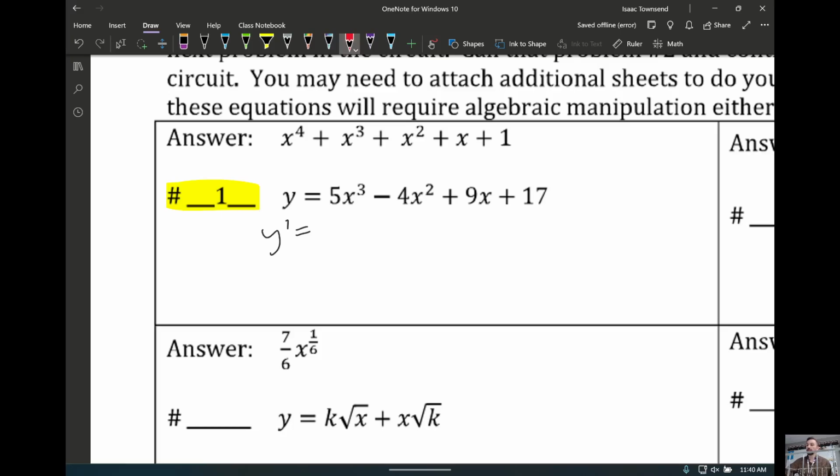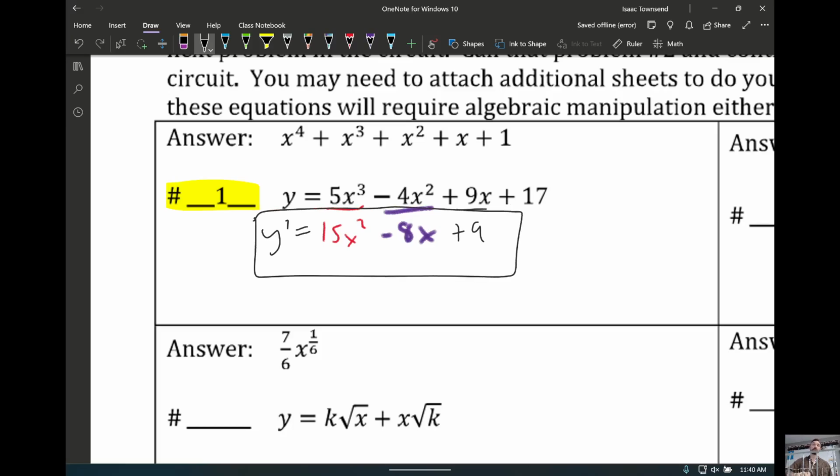So question 1, again, they start off a little bit easier, but bring the power down, lower the power by 1. Just do that as many times as you can. And then remember the derivative of a constant is 0. So there's the derivative. If there was something I could simplify, like maybe taking out a GCF or maybe get a common denominator or something, then I could potentially have to do that.